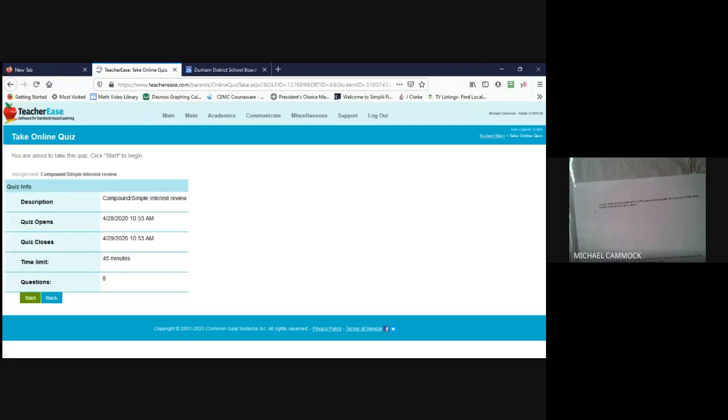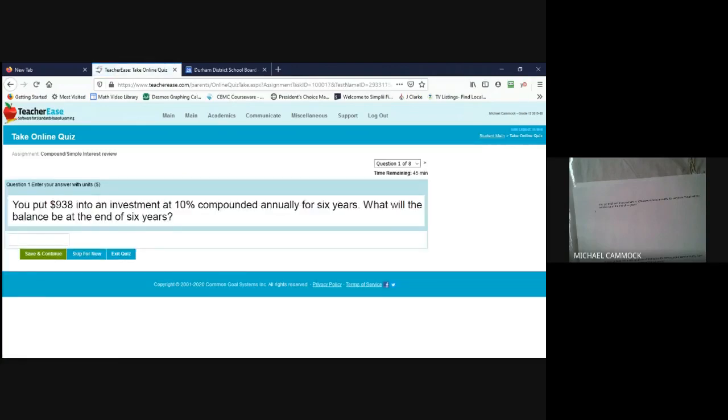So it says here that there's a 45-minute time limit. For this one, there is going to be a clock, and that clock is going to run while you're doing the assignments. You have to finish it within the time. It's almost like if you're in the classroom, okay? So I'm going to start. I'm going to press the start button. And here comes the first question.